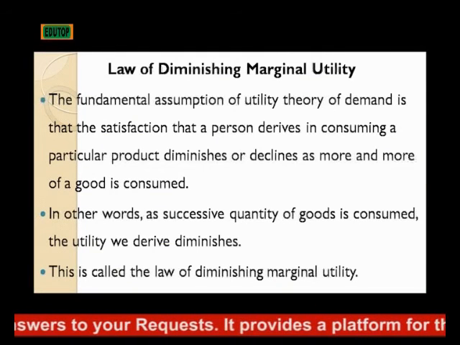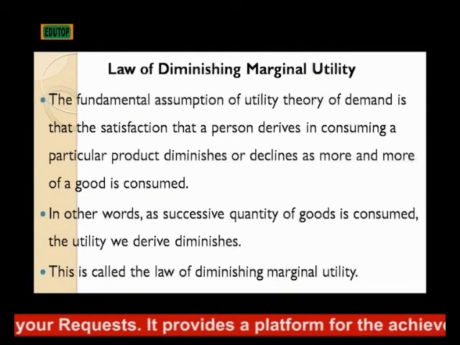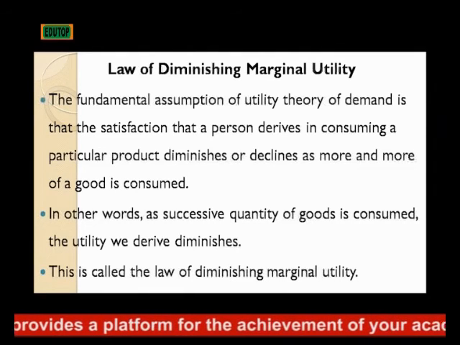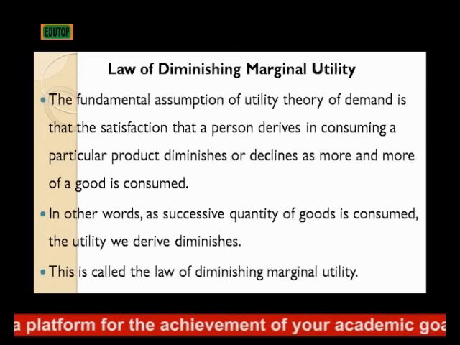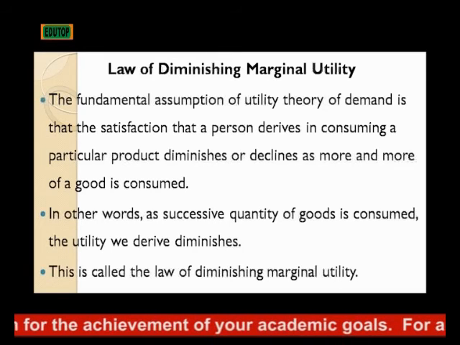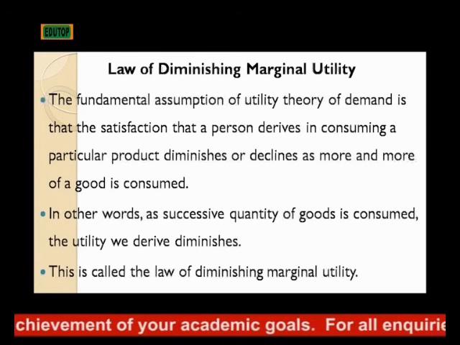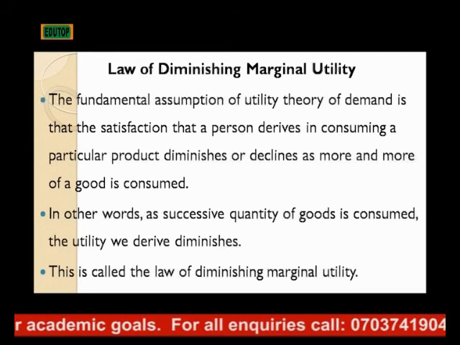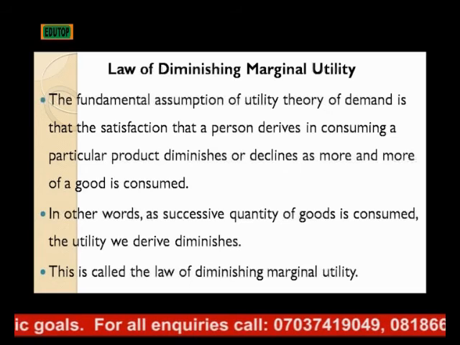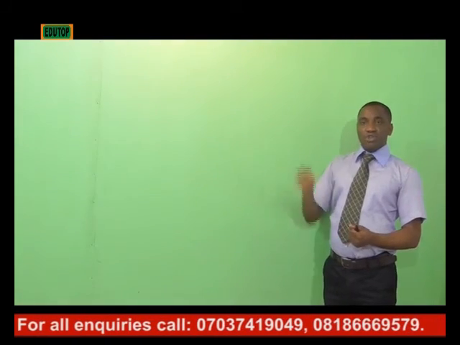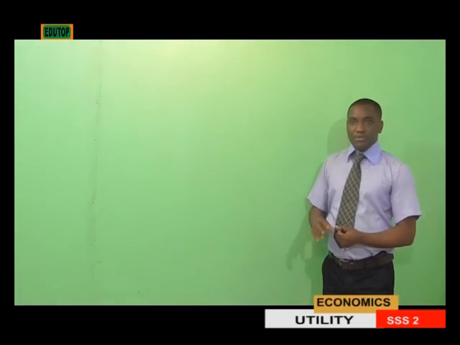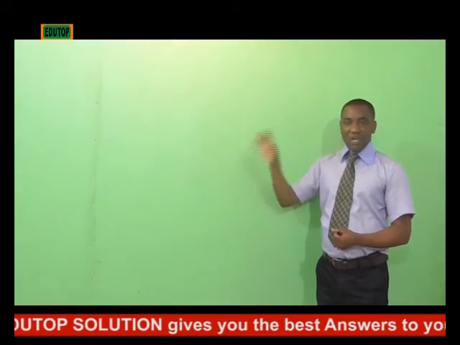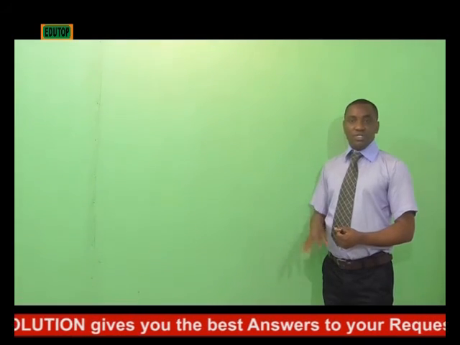Also, we have the law of diminishing marginal utility. The fundamental assumption of the utility theory of demand is that the satisfaction that a person derives in consuming a particular product diminishes or declines or falls as more and more of that good is consumed. That is, the more you consume a particular product, the satisfaction to be derived from the consumption of that particular product will be reducing.